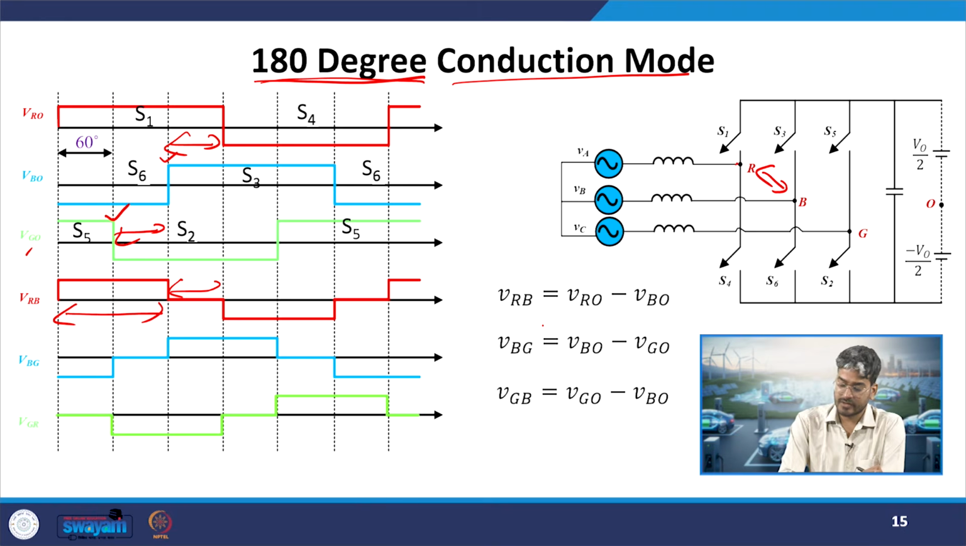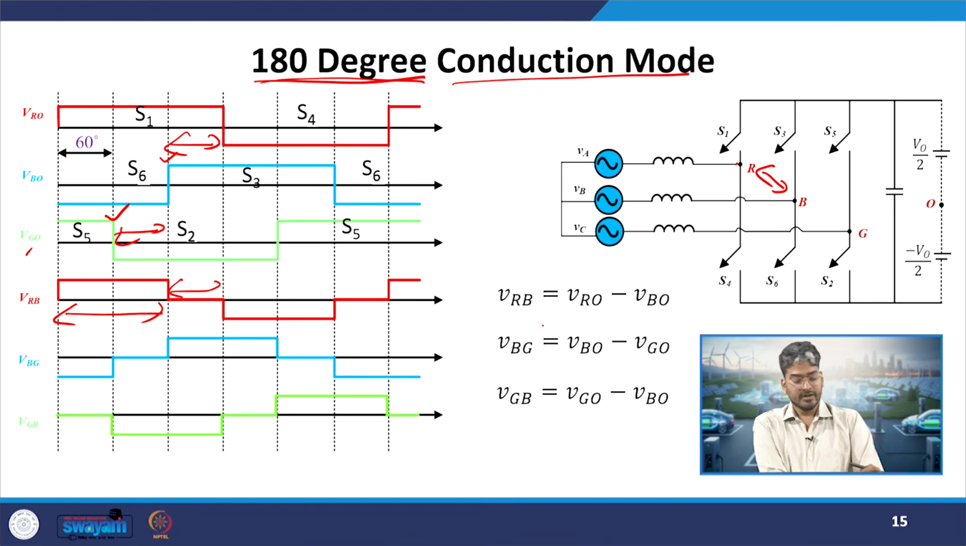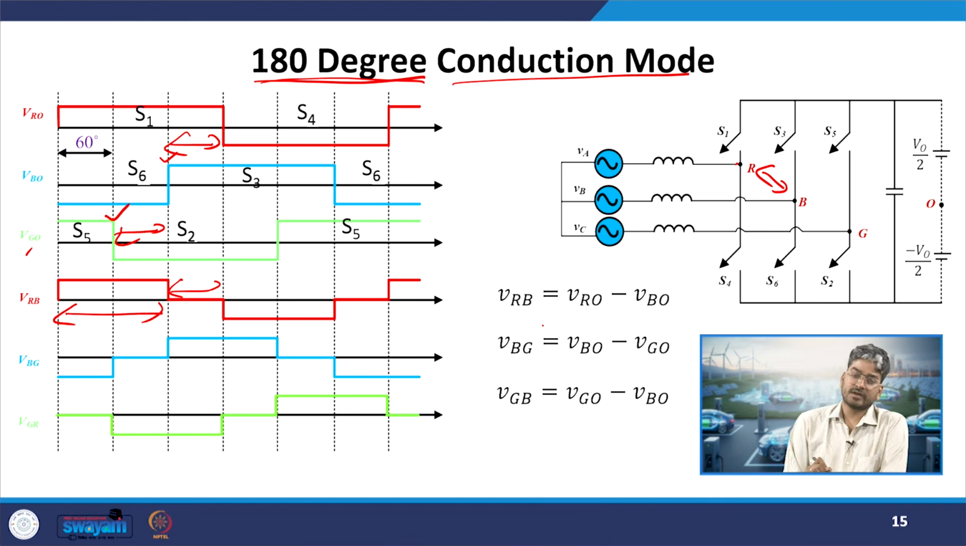Now what advantages and limitations do we get from this operation? The operating frequency of these devices is again the fundamental frequency. Once they turn on, they stay on for 180 degrees and after 180 degrees they are turned off. So they operate at the fundamental frequency, and the switching losses in this case will be very low compared to the other methods.